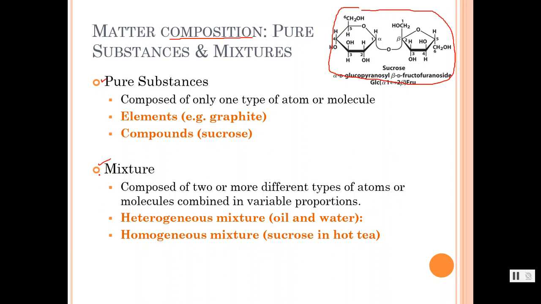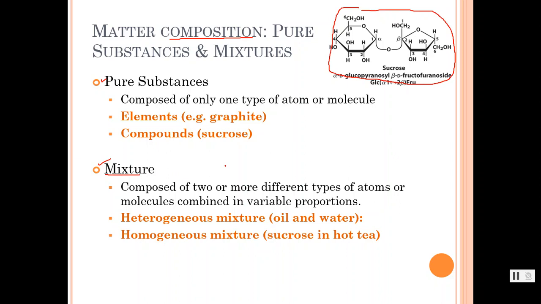Substances can also be mixtures. So let's say I had pure water, pure liquid water, which is a compound, and I had pure table sugar, sucrose, which is also a pure substance. If I were to take those two pure substances and mix them together, then I have a mixture. So mixtures are composed of two or more different types of molecules combined in variable proportions.